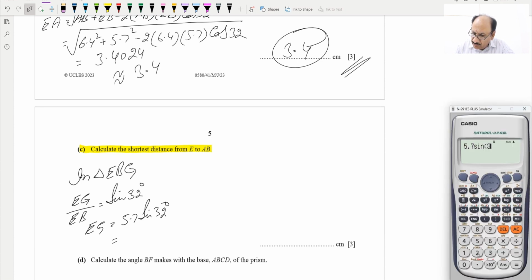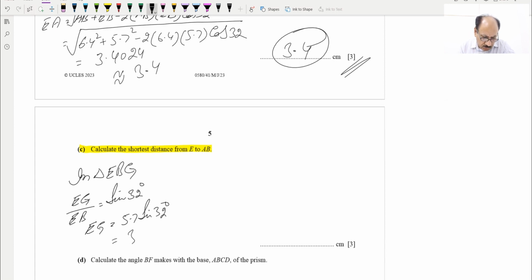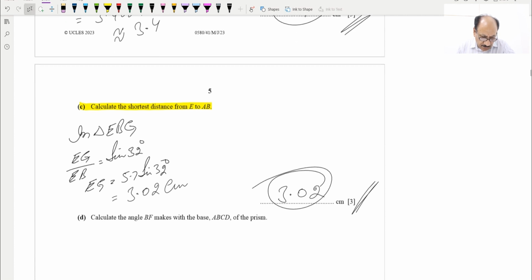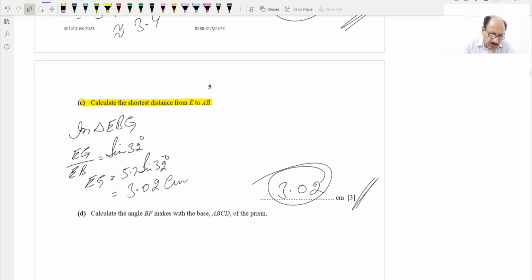5.7 sine of 32 degrees is equal to 3.02. So 3.02 centimeters, and our answer will be 3.02 or 3.0. So this is a 3-mark question which we have done. You can see cosine rule and trigonometry and so many things are being used.